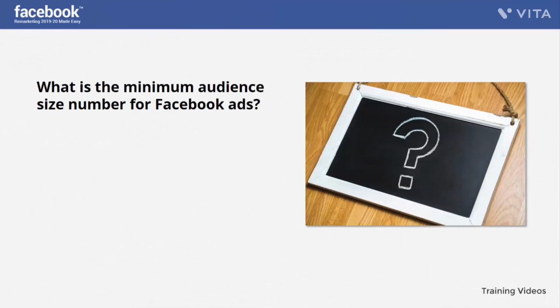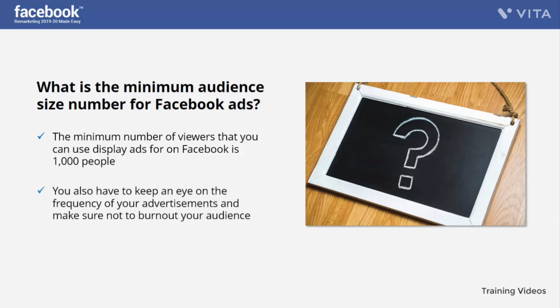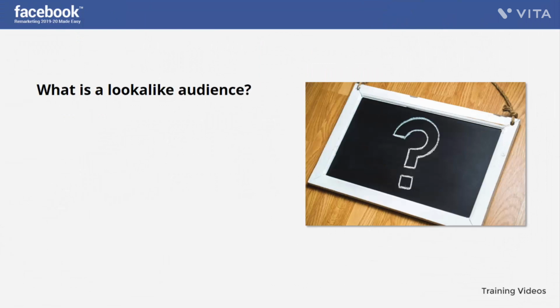What is a minimum audience size number for Facebook ads? The minimum number of viewers that you can use display ads for on Facebook is 1,000 people. When you build a viewer, you will see a note from Facebook that the viewer is too small or dense. If you are building an audience for retargeting, let the ads run as soon as possible. You also have to keep an eye on the frequency of your advertisements and make sure not to burn out your audience. When you run a standard ad, Facebook will show that the audience is too small with anything less than 1,000 people.